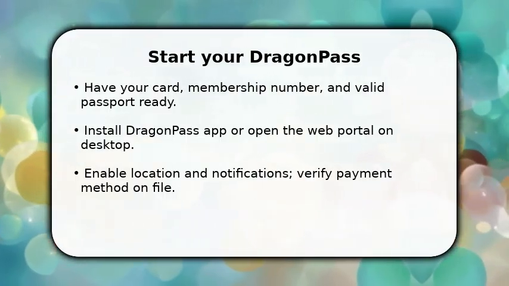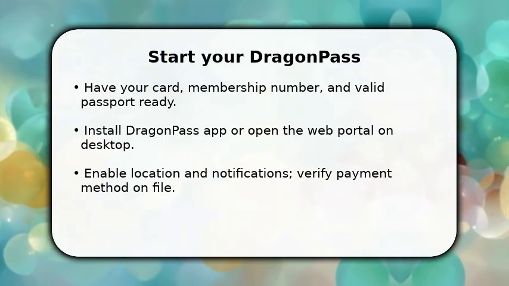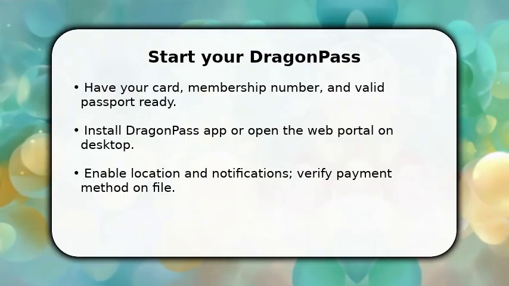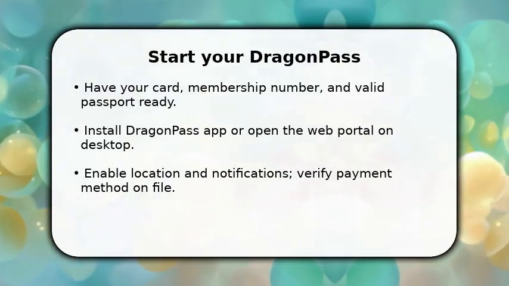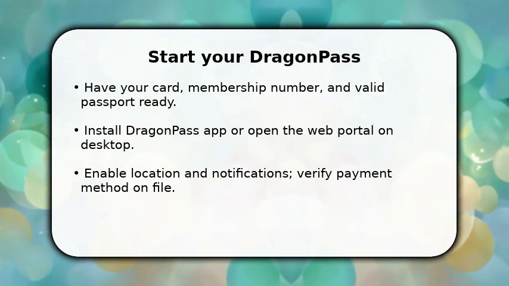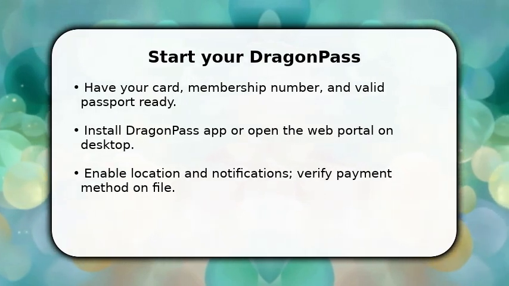Once done, enable location and notifications so the app can show nearby lounges in real time. Make sure to add or confirm a payment method and accept any required permissions. This prevents delays when you request instant access at the airport or pay for add-ons.